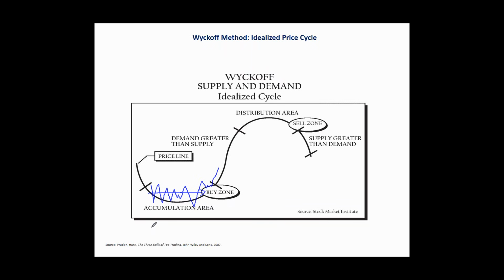You can see the footprints of the composite operator in this process of accumulation, and we actually break it down into phases, which we'll talk about. So absorption in a trading range is an incredibly important concept. Accumulation begins at the end of a large markdown, which some people would call a bear market. The composite operator does not participate in the markdown phase unless they're shorting stock.